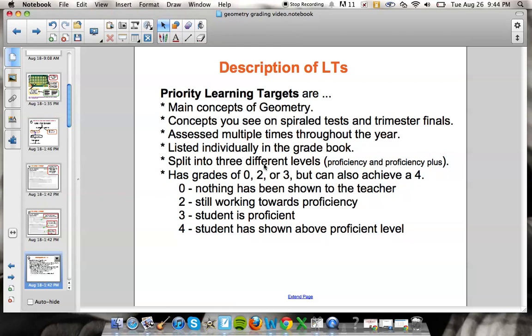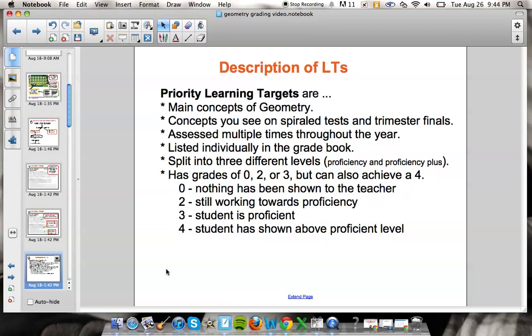Each one of these learning targets has been recognized as important in geometry, and there are multiple skills per learning target that will need to be achieved in order to become proficient in that learning target. Proficient means have a score of 3. So if you notice down here, these priority learning targets can have a score of 0, 2, 3, or 4. 0 means that nothing has been shown to the teacher.